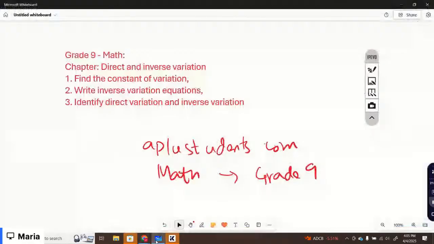So we're going to start with the chapter direct and inverse variations. We're going to start with the lesson find a constant of variation, write inverse variation equations, identify direct variation and inverse variation. So please make sure you have your notebook and pencil so that you can note down the important examples and definitions as well.